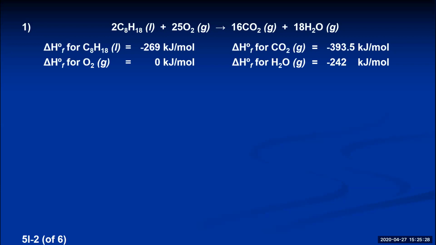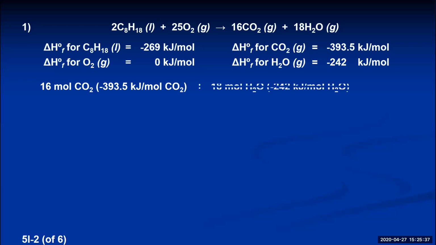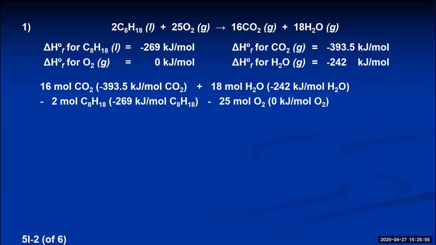There are 16 moles of carbon dioxide, and we're going to multiply 16 moles by the standard heat of formation of carbon dioxide in kilojoules per mole. Then we're going to add 18 moles of water multiplied by the standard heat of formation of water. Now that we're done with the products, we'll move to the reactant side. We'll subtract 2 moles of octane multiplied by octane's standard heat of formation. And we'll subtract also 25 moles multiplied by 0 kilojoules per mole for oxygen.